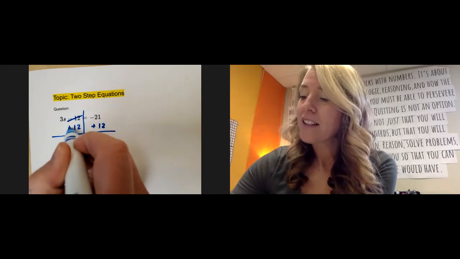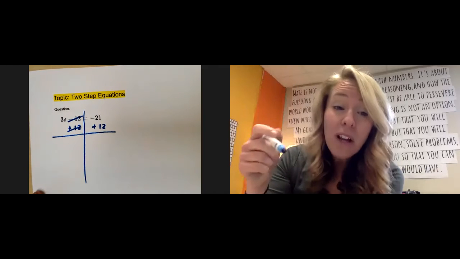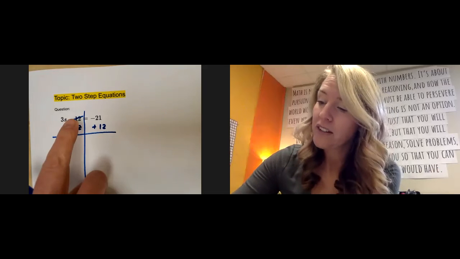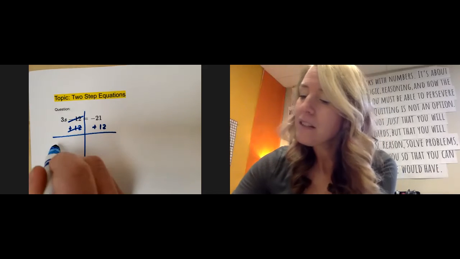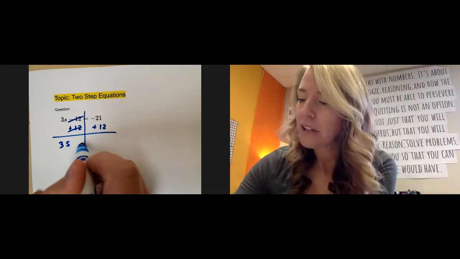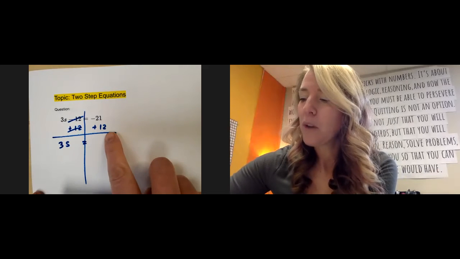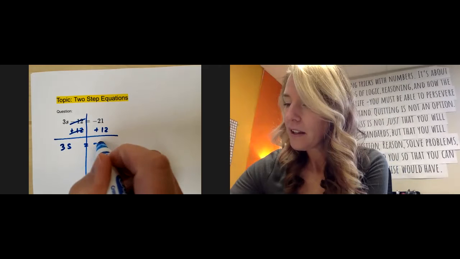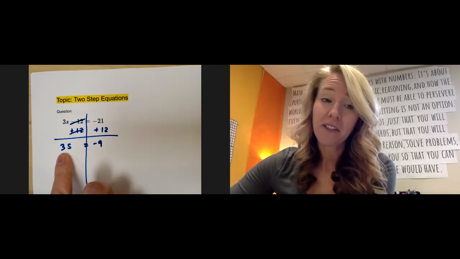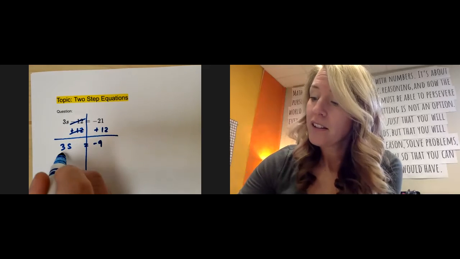So I got rid of that cousin. The opposite of subtracting 12 is adding 12, right? If I said I lost $12 and I found $12, that cancels out. But I still have my sister 3, okay? Negative 21 and positive 12 is going to be negative 9. And now I need to get rid of my sister. Sorry, sis, I love you, but you're gone.